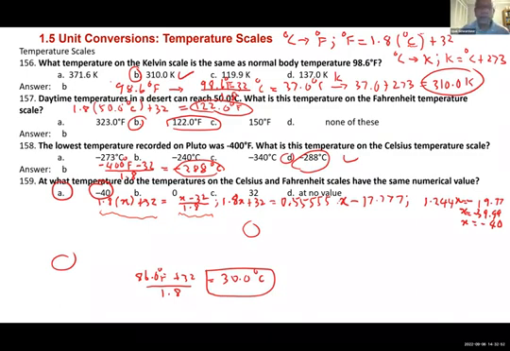I got 40. So you can say 39.9. So that's the temperature where the Celsius and Fahrenheit scales are the same. You write down the two equations and set them equal here. That's Celsius to Fahrenheit, Fahrenheit to Celsius. So those two give that answer.